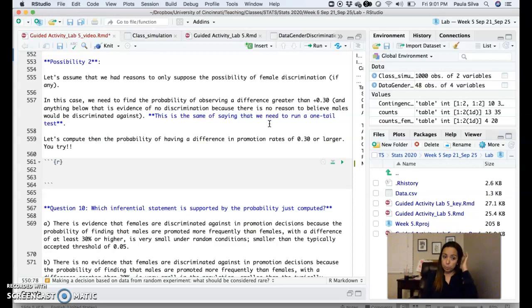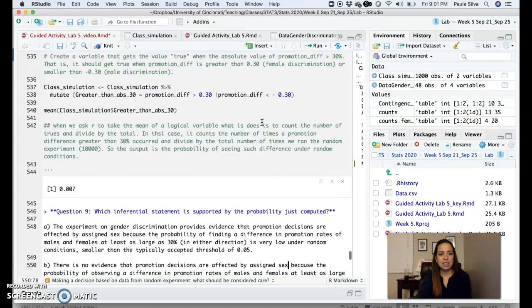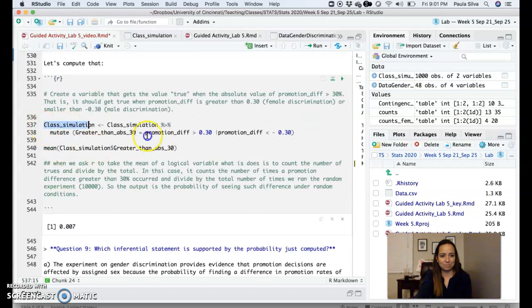So let's compute then, and that would be the same as running what you probably heard in statistics, a one-tailed test. We're going to come back to these concepts when we run different tests, but I wanted you to understand when we use one and when we use the other, right? So let's compute then the probability of having a difference in promotion rates of 0.30 or larger. So we need to modify this code here.